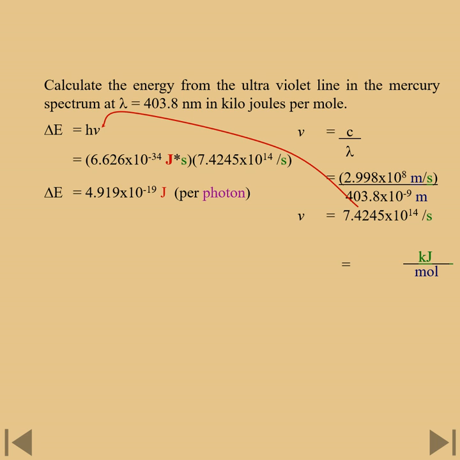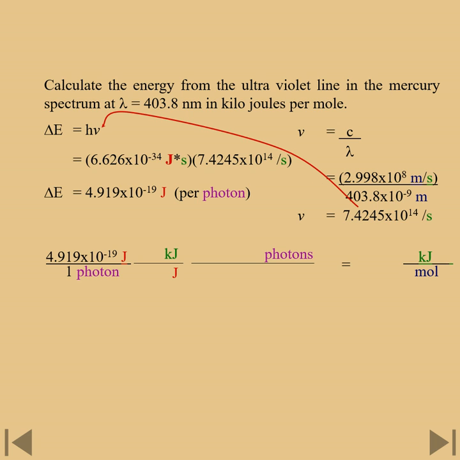Now to get that energy in kilojoules per mole of photons. Step 1 equals kilojoules per mole. Step 2, start with that just calculated 4.919 times 10 to the negative 19 joules per photon. And I hope at this point it's all downhill. Step 3, out of joules, can we go to kilojoules? Most certainly.